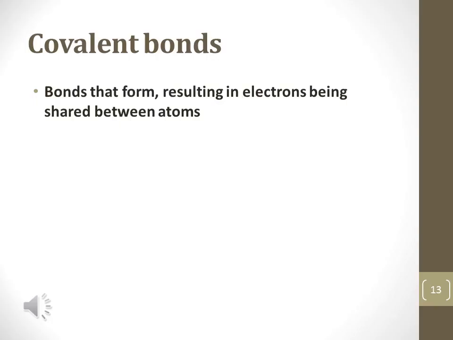Covalent bonds are a different type of bond where electrons are shared between atoms. The sharing of electrons does not have to be equal, as we will see with polar covalent bonds, which are possible due to the unequal sharing of electrons in a covalent bond. Covalent bonds are the strongest of the three types of bonds.